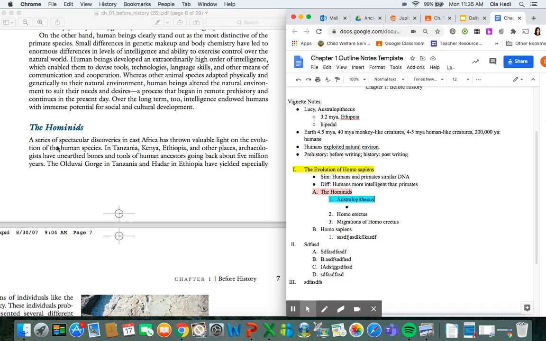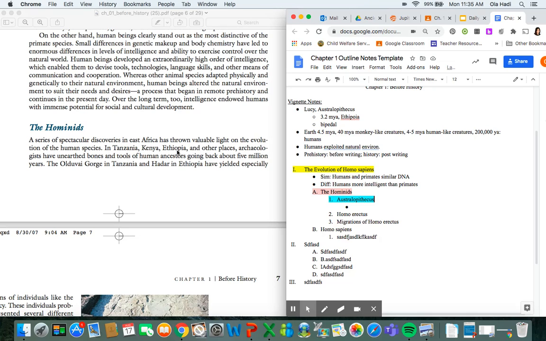The hominids. A series of spectacular discoveries in East Africa has thrown valuable light. This is just a fancy way, if English isn't your first language, of saying it's helped us to understand. When we put light on something, we see it more clearly, so it helps us understand it better. A series of spectacular discoveries in East Africa has thrown valuable light on the evolution of the human species. So I'm going to predict, because that's what a good reader does, that this paragraph is going to be more on the evolution of humans.